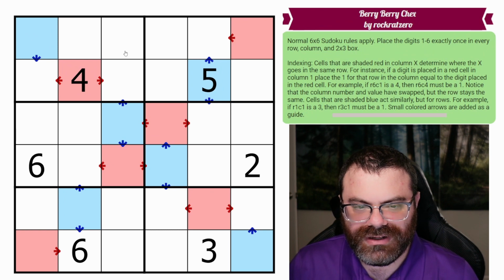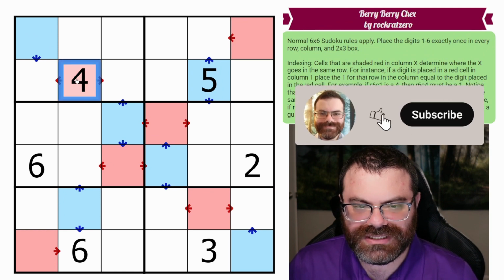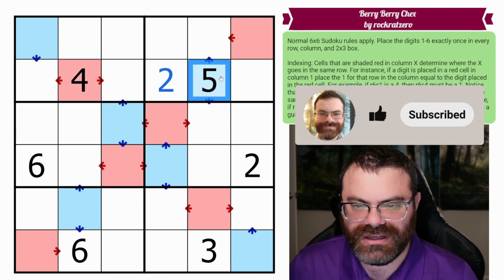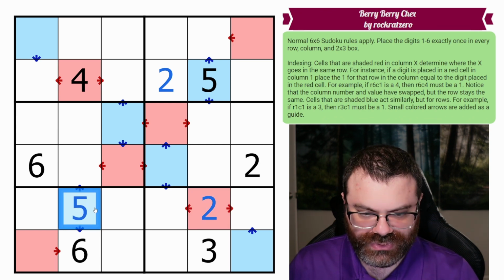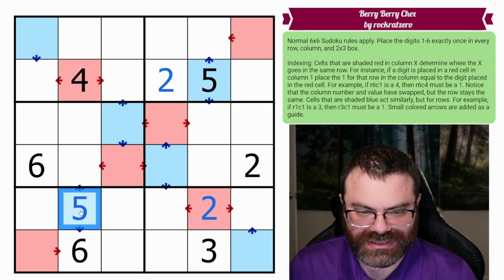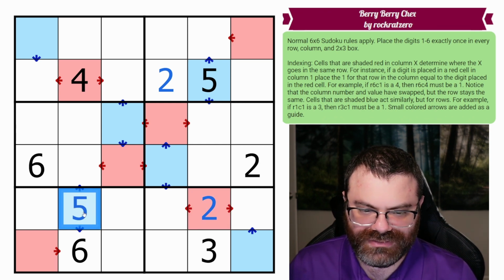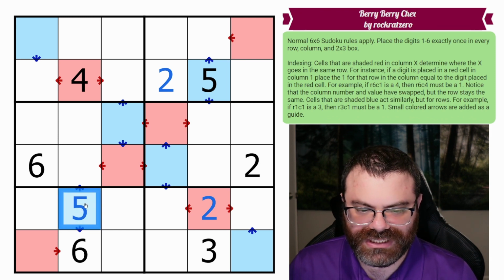All right, I think we have some gimmies because this 4 places a 2 in column 4. This 5 places a 2 in row 5. That places a 5 in row 2. That places a 5 in row 5. So that stops there. It placed itself.